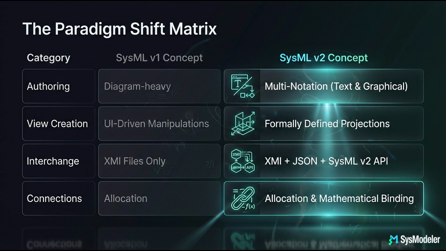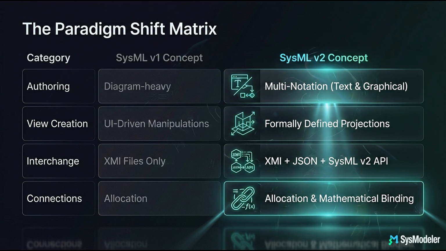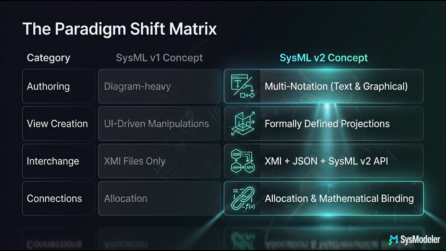While v1 relied primarily on graphical tools to build this abstract model, v2 introduces a formally standardized textual notation alongside the graphical one. However, diagram-centric tooling is not a thing of the past. Rather, text and diagrams are now explicitly co-equal, synchronized projections of the exact same data.